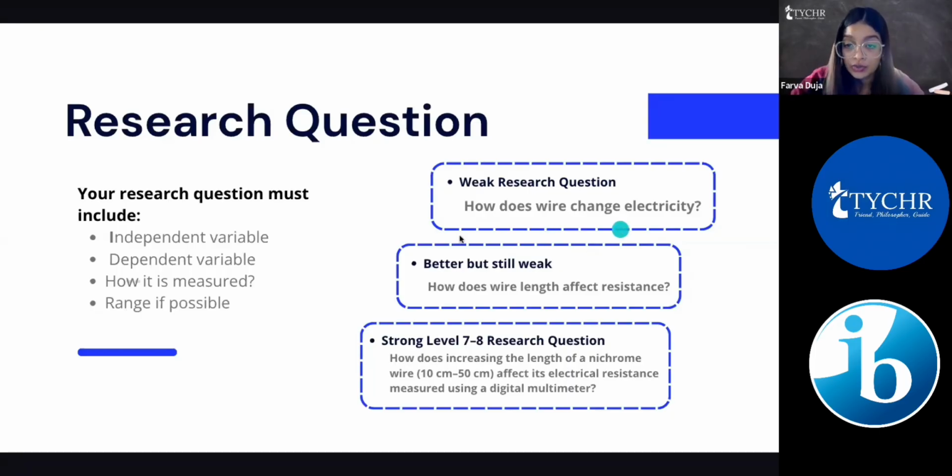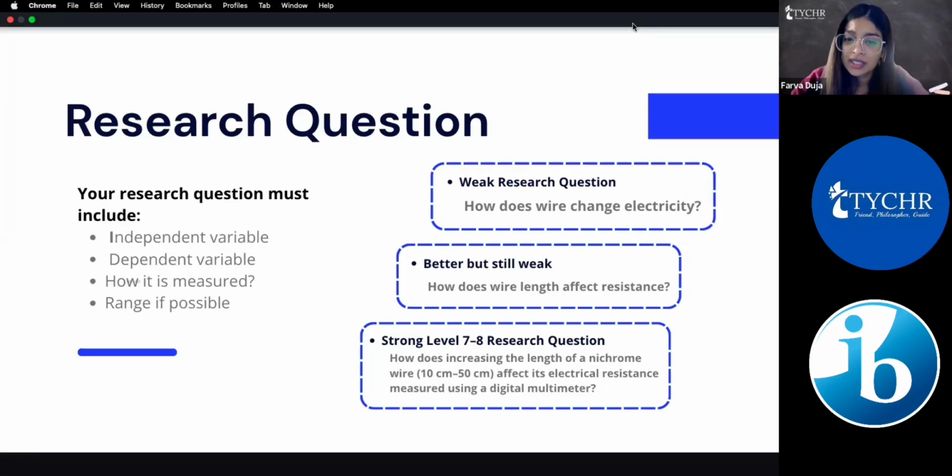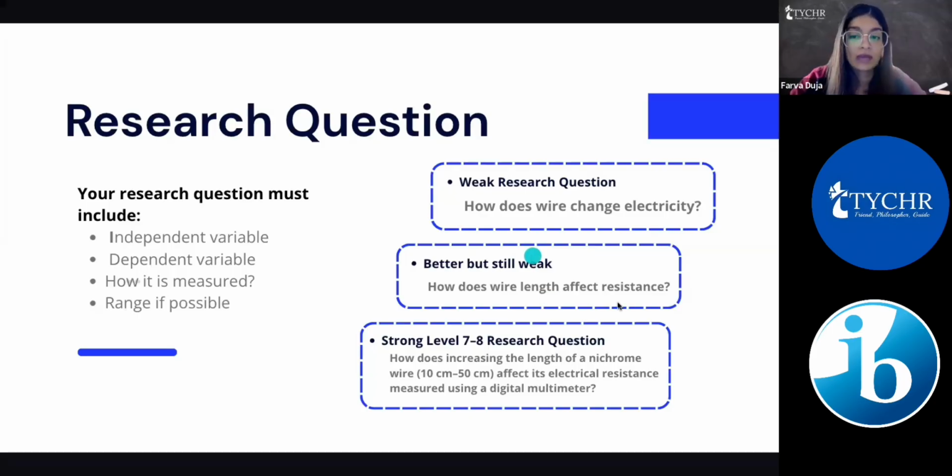Most students end up writing the question like something in the middle. How does wire length affect resistance? That's exactly what I just said too, right? So that does make sense. How does wire length affect resistance? But you're not going to get a 7 or an 8 if you phrase it this way. So what is the difference between the second one and the third one? The third one is a strong level 7-8 research question.